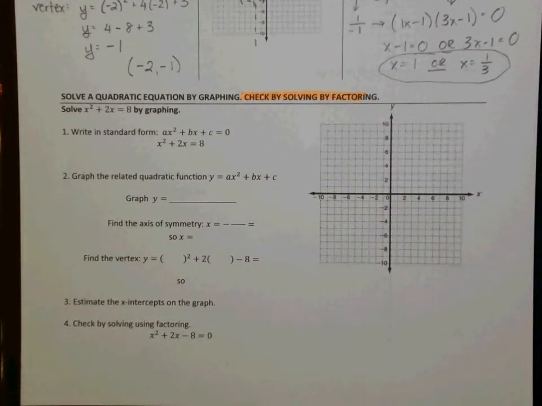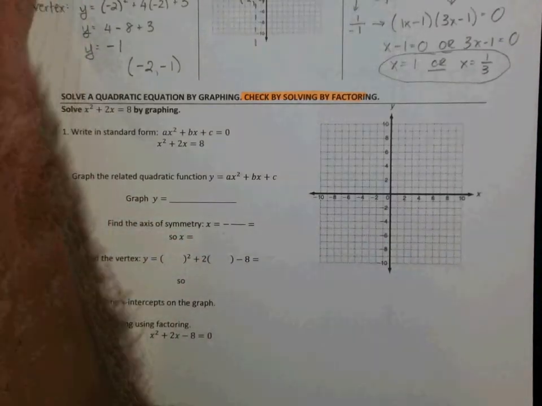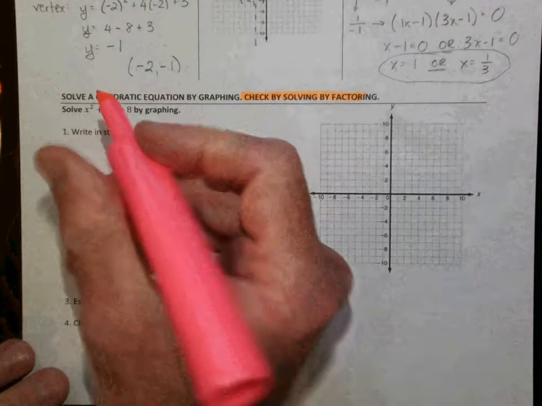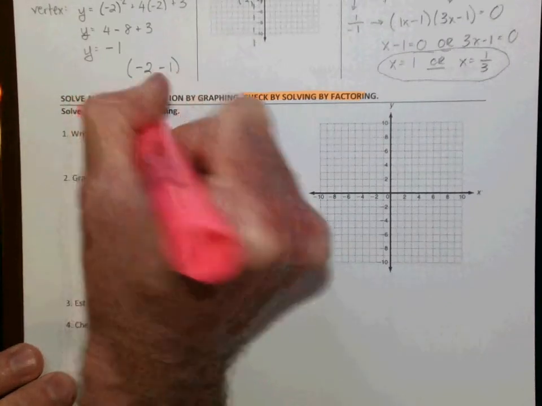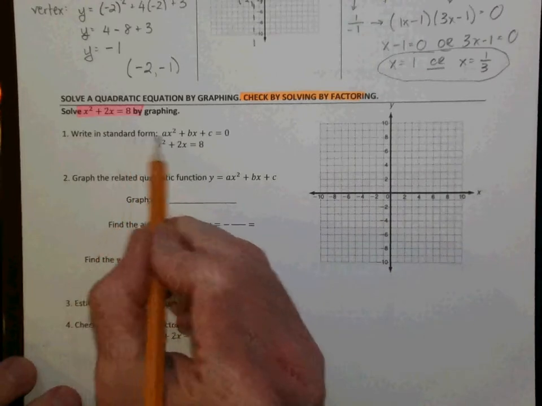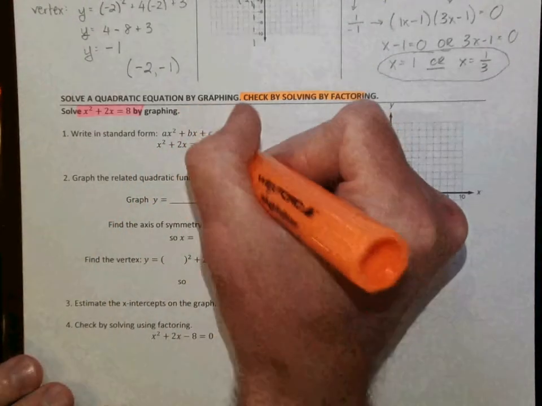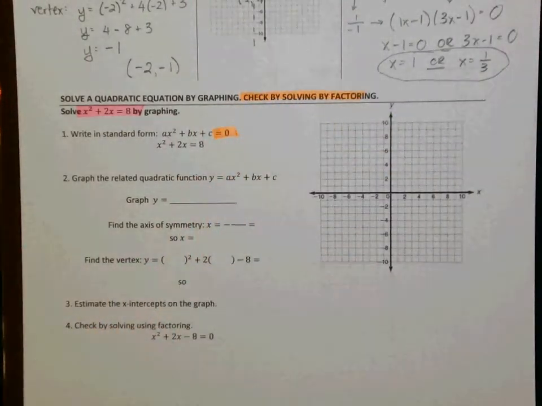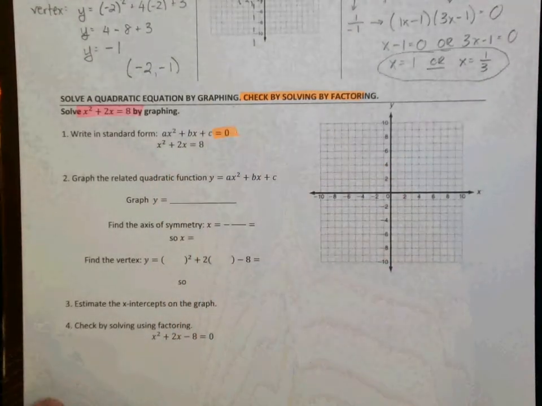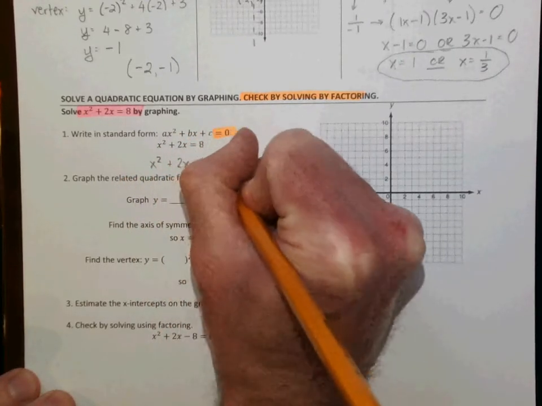So, here, I'm given the equation x squared plus 2x is equal to 8. And I want to solve that by graphing. The very first thing is I want to write it in standard form. The important part of standard form is it must equal 0. This is very similar to problem 2 in the opener when you solve by factoring. So I'm going to subtract 8 from both sides and get x squared plus 2x minus 8 is equal to 0.